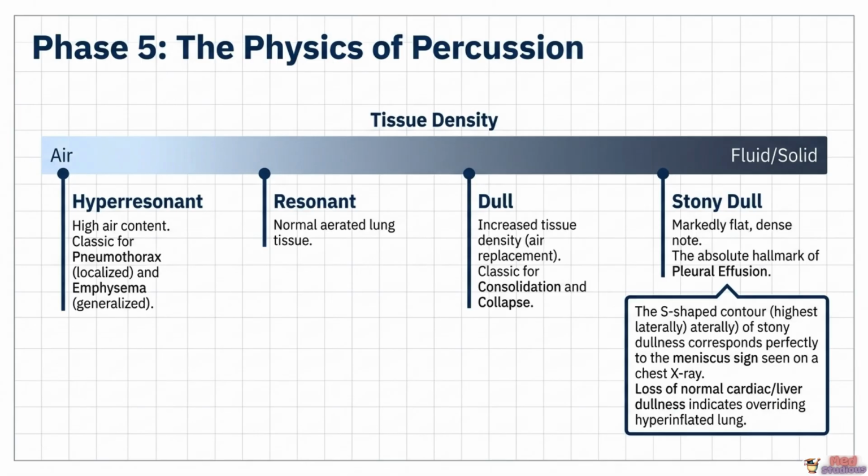An elegant and frequently tested radiological correlation exists here. The characteristic S-shaped contour of stony dullness, which is highest laterally, corresponds precisely to the meniscus sign seen on a chest X-ray in the same patient. One additional pearl worth remembering is that loss of the normal cardiac or liver dullness on percussion indicates an overriding hyperinflated lung, pushing these solid organs out of their expected percussion window.